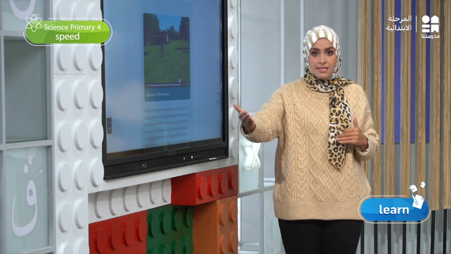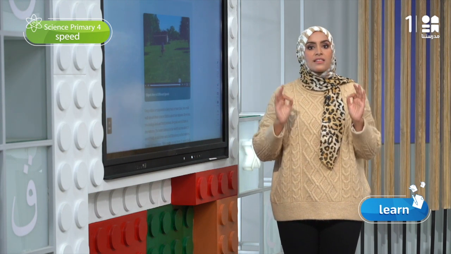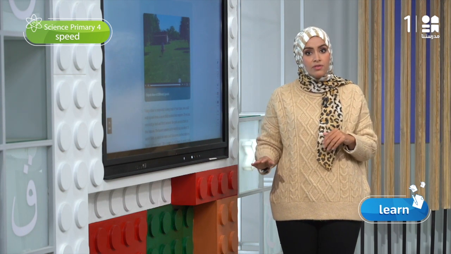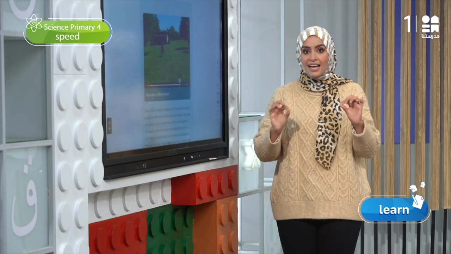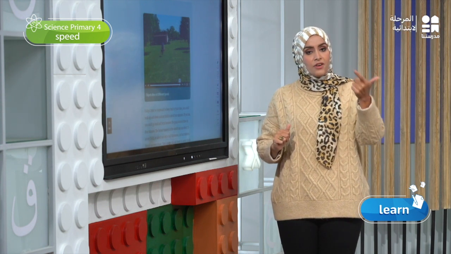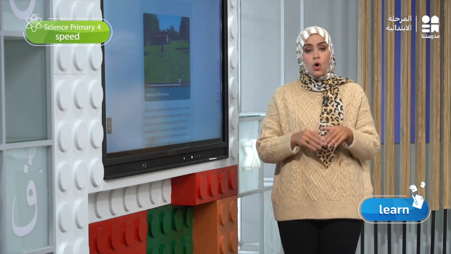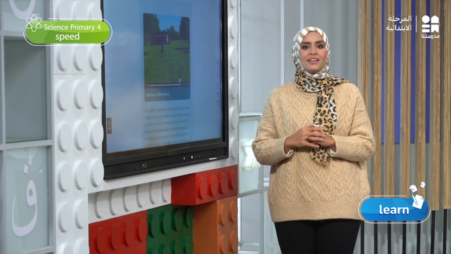The greater the distance the object can travel, this means it is fast, the fastest it is. And the less time the object takes to travel also indicates that the object is fast. To determine speed, we focus on distance and time. The bigger the distance, the faster the object, and the less the time, the faster the object.